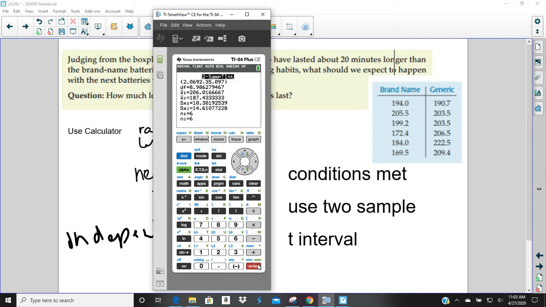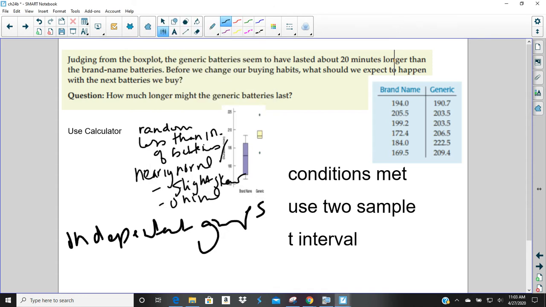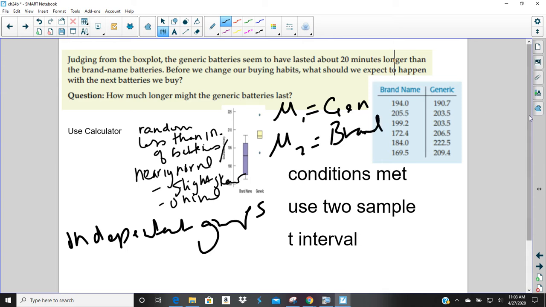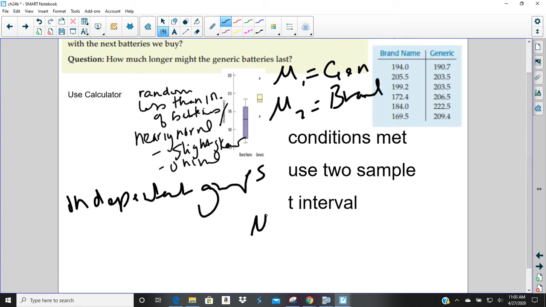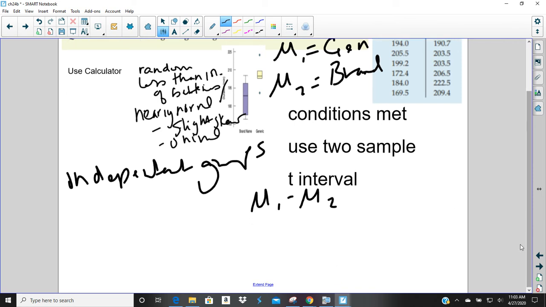Okay, so we have a 2.1 to a 35.1. So let's actually make sure this is going to be, I'm going to do the first one. The first mu is going to be the generic, and the mu2 is going to be the brand name, because I'm going to use that in the next question I'm going to have in a second. So I'm doing mu1 minus mu2. Okay. So what we're doing here is we're saying that the confidence interval was 2.1 to 35.1.